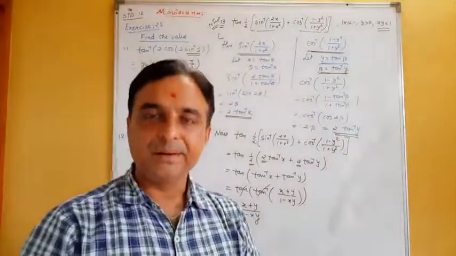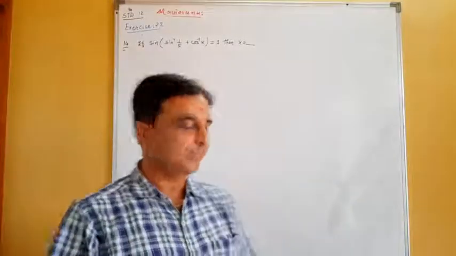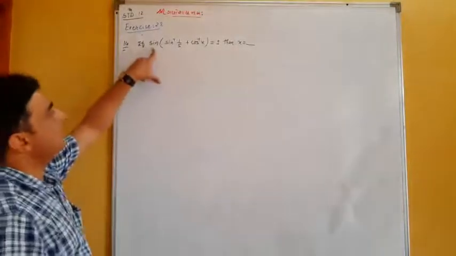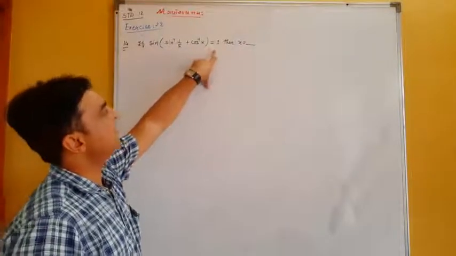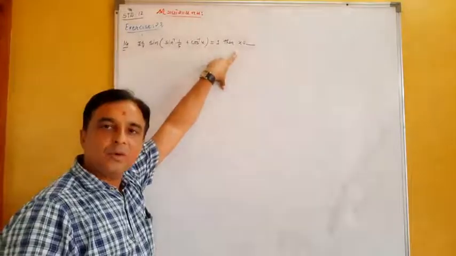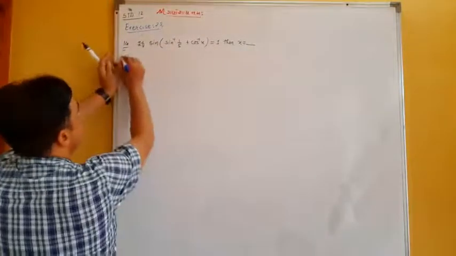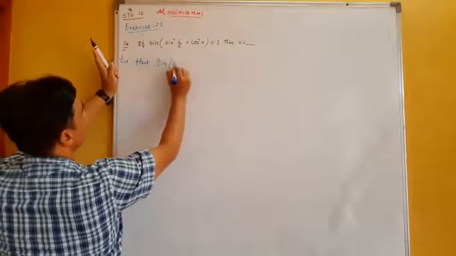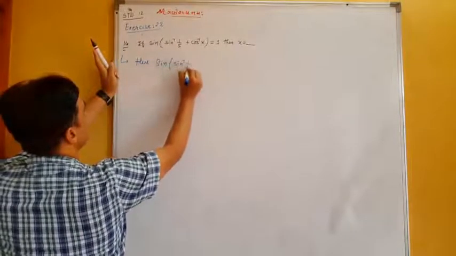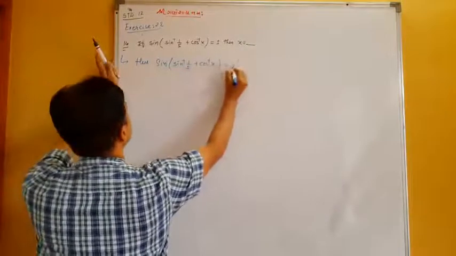Got it? Next question. See, 14th question. If sin inverse 1 by 5 plus cos inverse x equals 1, then find the value of x. Here, sin inverse 1 by 5 plus cos inverse x equals 1.